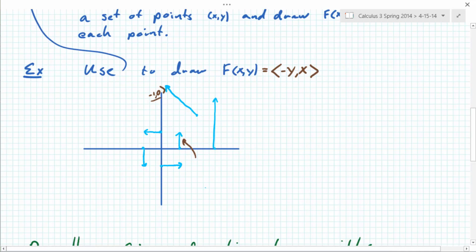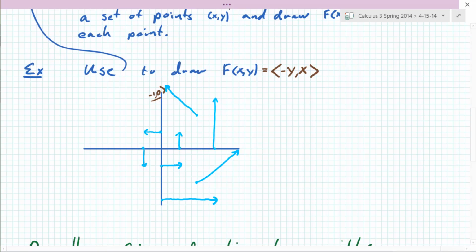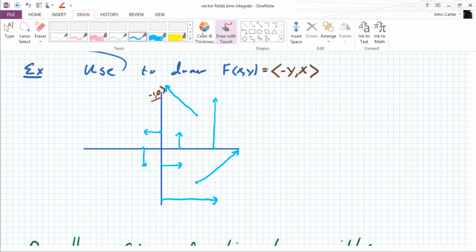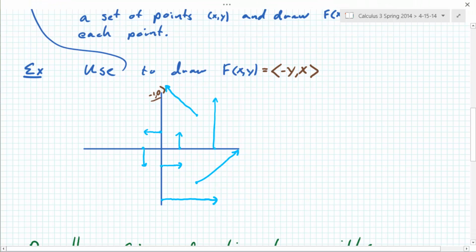And what you'll find, if you do this, is you get these vectors that are kind of increasingly long and kind of circling around the origin. Notice if I kind of followed the flow of these vectors, if I were a particle in this vector field, I would be kind of flowing around here. And as I got in close to the origin, the vectors are smaller, so I would be flowing slower.